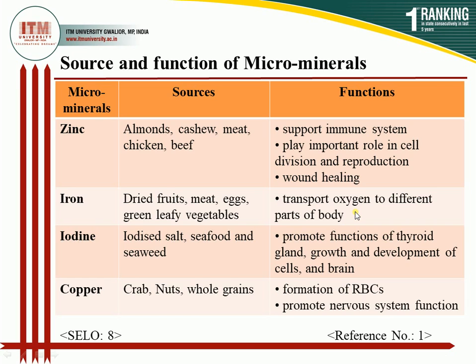So in our daily life, a healthy man has to consume around 8 mg iron and a woman has to consume around 18 mg iron, whereas a pregnant woman has to consume around 27 mg iron. Anemia is the main deficiency that occurs because of the deficiency of iron.